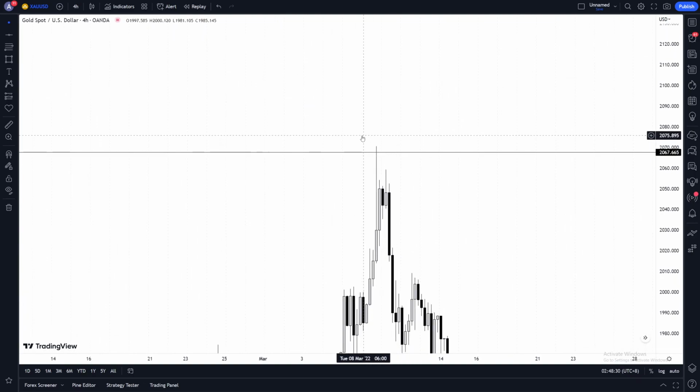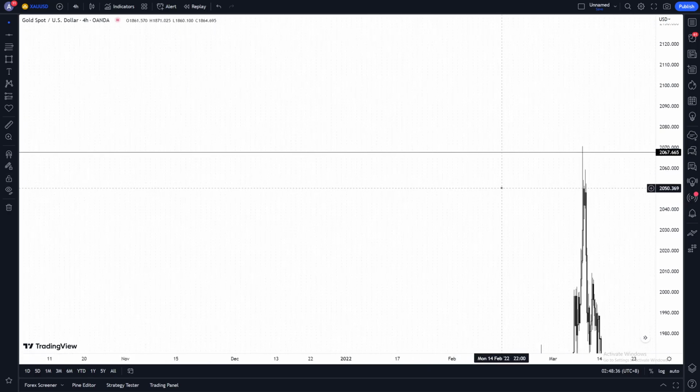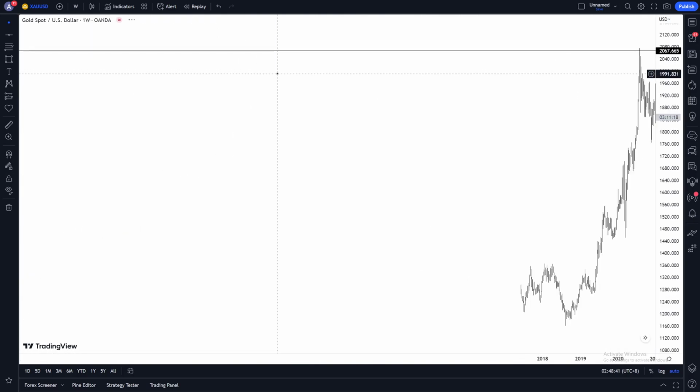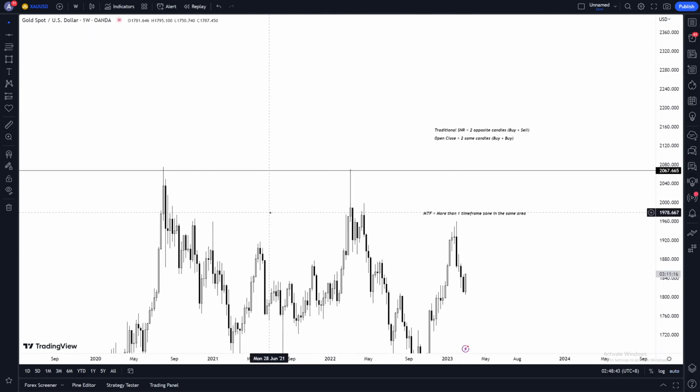The price just touches it. This is what, there's definitely a H1 in here. H1, H4, daily, right? That's the H4 right there. And then that's the daily. The daily, and then MTF with the weekly. So it's all just inside.